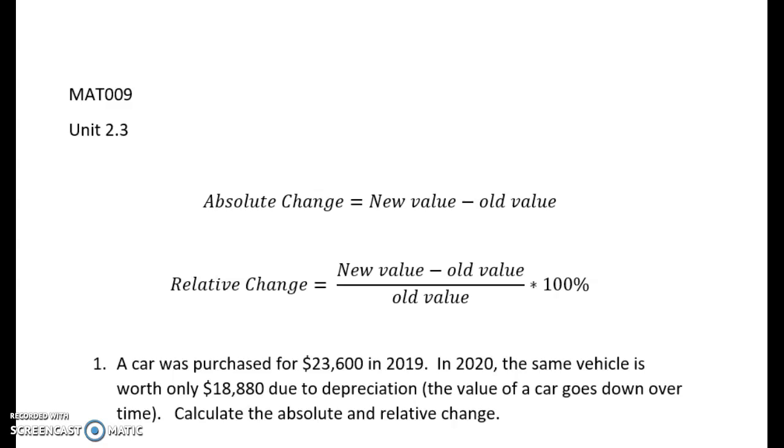Relative change compares the absolute change to what the original value was. So a formula for relative change is the new value minus the old value, which is just the absolute change, divided by the old value. So we want to compare that change to what it was to begin with. Often relative change is written as a percentage. So once you have this fraction, you can divide to get the decimal and then multiply by 100% to change it to a percent.